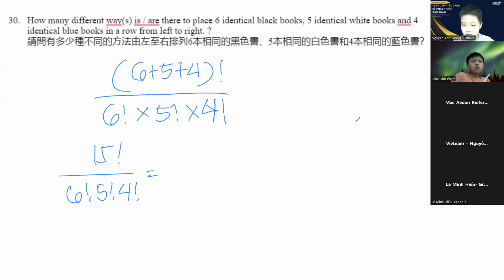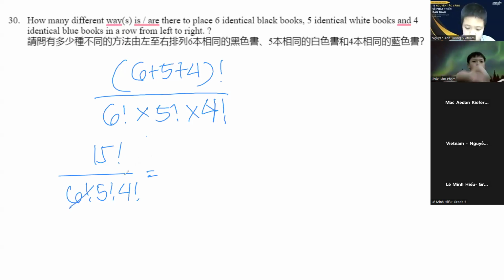Please mute your mics, okay? I can't find the person who's speaking out of 187 participants. Teacher, why did you solve for this by dividing by the factorials?